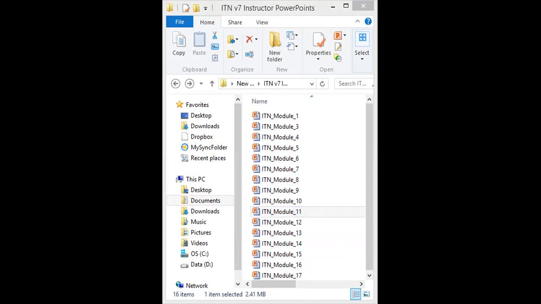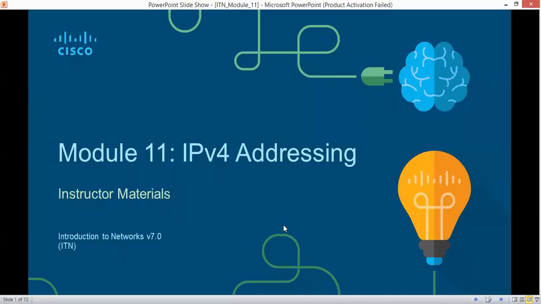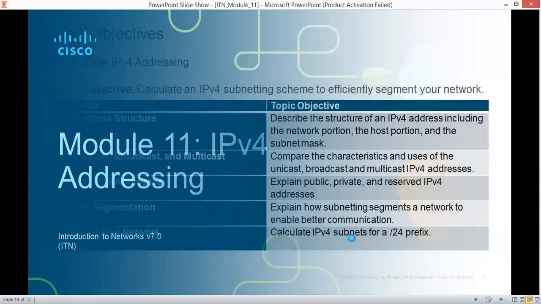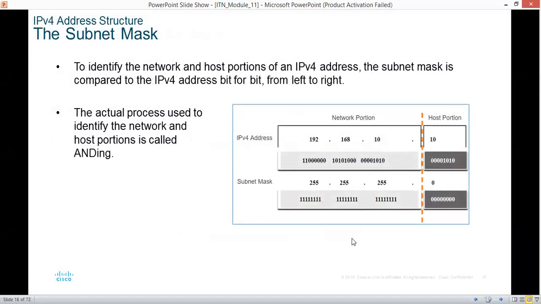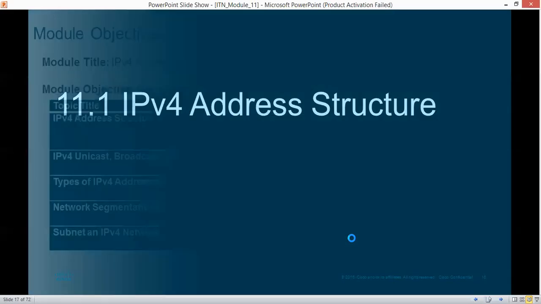If you're actually seeing my screen, this is module 11. Module 11 is talking about IPv4 addressing. If you look at the entire curriculum, it's talking about addressing. It means that you want to address these devices, the host devices and the intermediary devices, and they will all be configured using IP addresses. It's either you're configuring them with IPv4 or you're configuring them with IPv6.